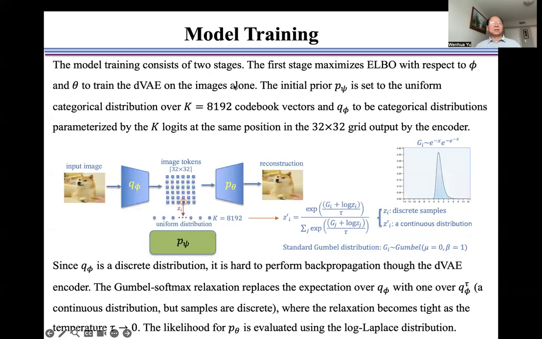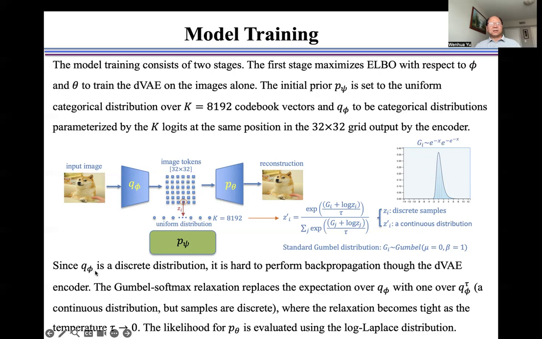The model training consists of two stages. The first stage maximizes the evidence lower bound with respect to phi and theta to train the discrete VAE on the images alone. The initial prior P psi is set to the uniform categorical distribution over the K codebook vectors, and Q phi to be categorical distributions parameterized by the K logits at the same position in the 32 by 32 grid output by the encoder, as shown here. This input image, this image tokens, and this decoder, this transformer.